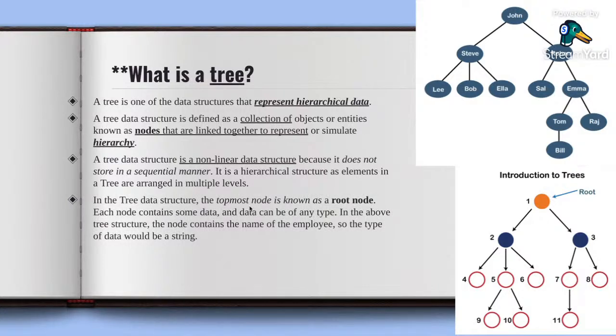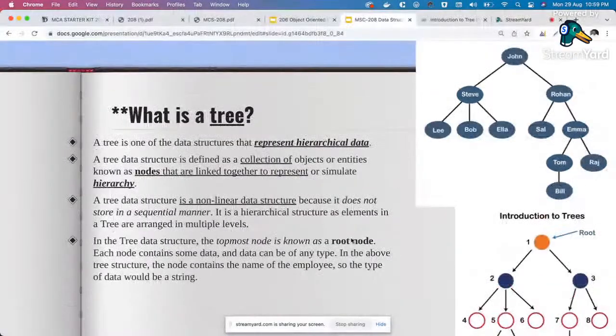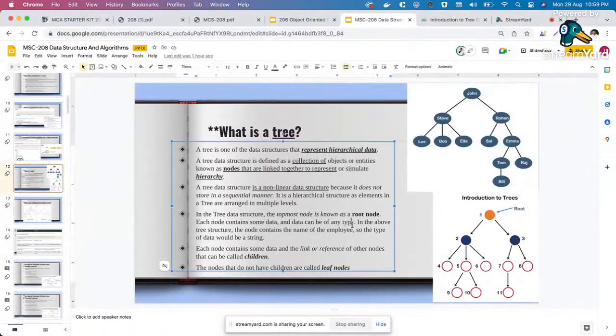In a tree data structure, the topmost node is the root node. Each node contains some data, so each one of them will have some data, and data can be of any type. I think this is something important we should highlight. Each node contains some data, and data could be of any type. It's not that important that we have to make it bold. Data can be any type.